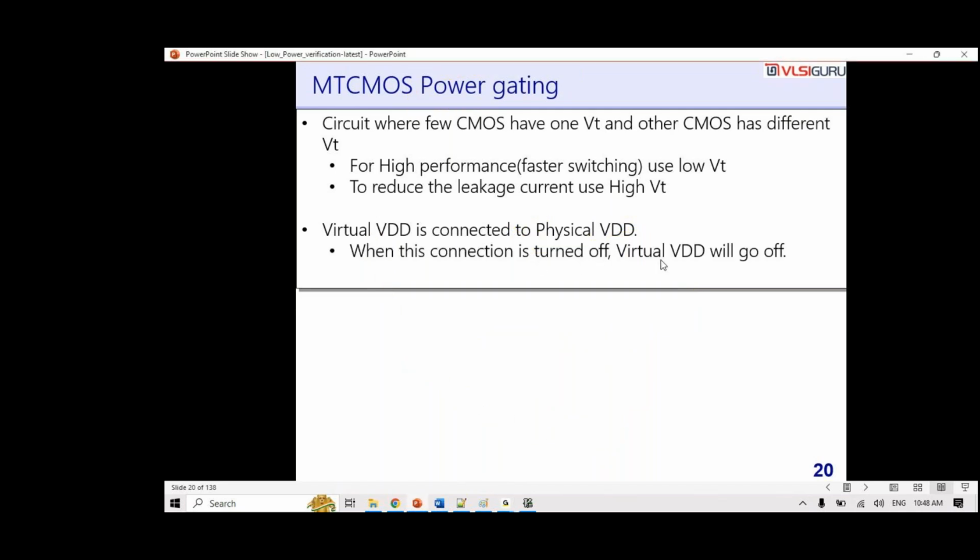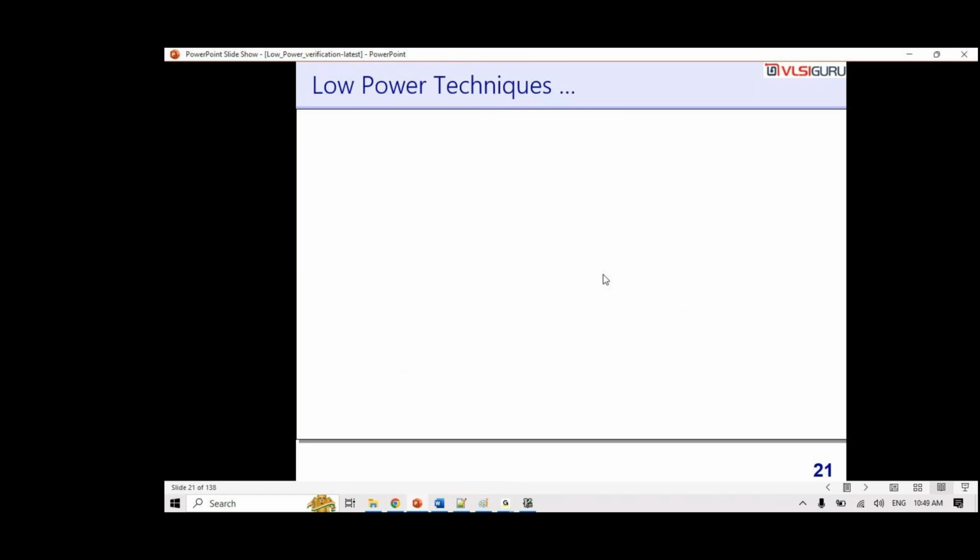When you turn off the power switch, the virtual VDD will go off, and automatically there is no supply voltage, there is no drain voltage, so there won't be any dynamic or any static power consumption. So the entire logic connected to the virtual VDD goes off. Some more low power techniques.